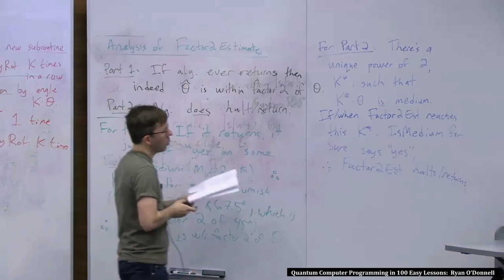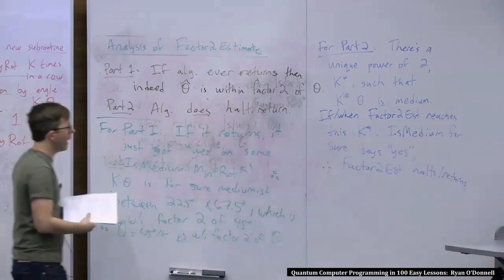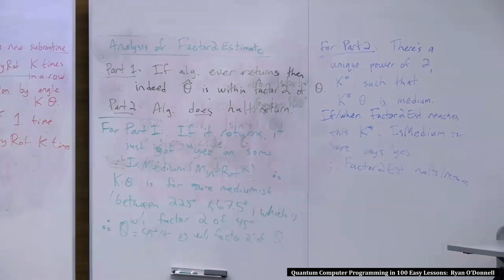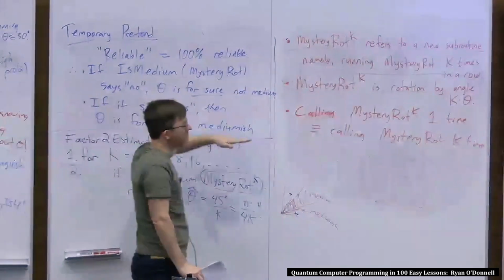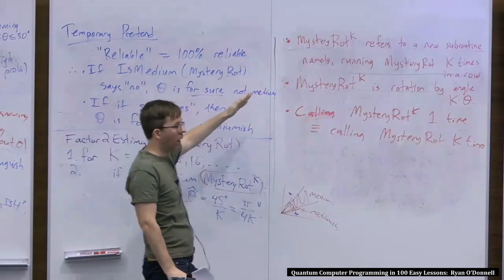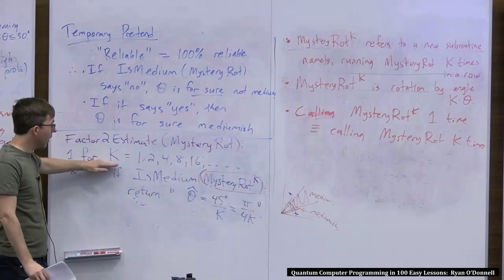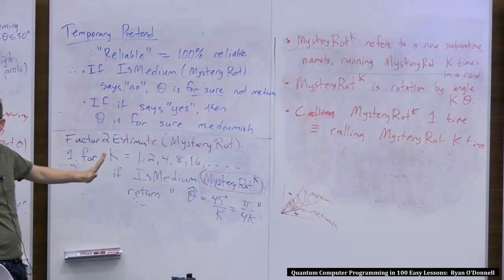Okay, and I said if/when here because there's some chance that right on the just preceding stage, k times theta didn't get all the way up to medium, but got pretty close, maybe 29 degrees or 23 degrees. In that case, is medium might return yes, but that's okay. We just want to say that definitely by the time it gets to k star, it'll halt by then.